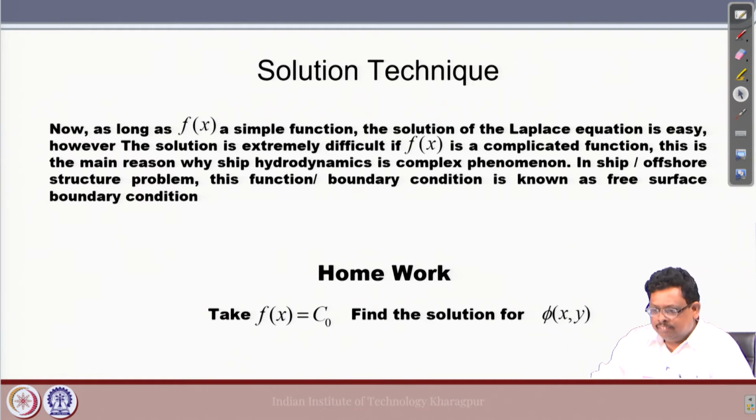Now, in the context of our problem, this f(x), first of all, is not just f(x), it should be f(x, t), because the wave is a function of time as well as a function of space, and this is complicated. Therefore, such a simple solution might not be useful when you typically solve a hydrodynamic problem where a ship is moving in the ocean under wave conditions.